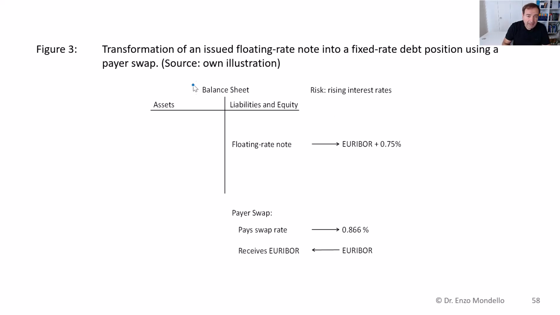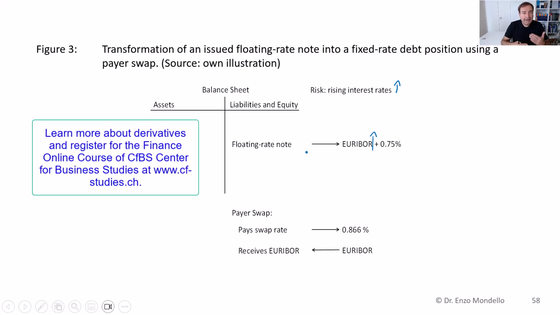We have here the balance sheet. We see the assets and liabilities and equity. And on the liability side of the balance sheet, we see the floating rate note issued by the firm. The coupon rate on the floater is given by the EURIBOR plus 0.75%. The risk is now for the firm that interest rates increase. If interest rates increase, the reference rate will increase, so we have a higher EURIBOR, which leads to higher coupon payments. The firm can hedge this interest rate risk entering into a payer swap.